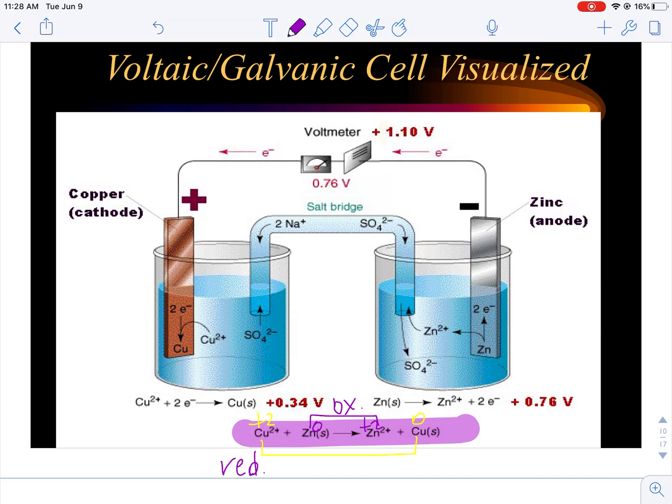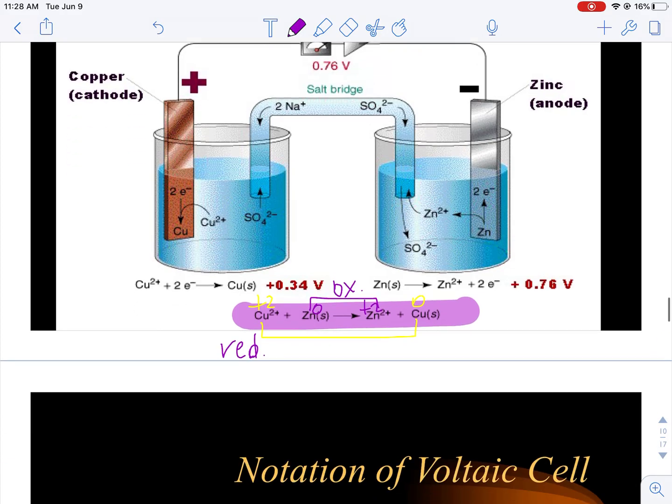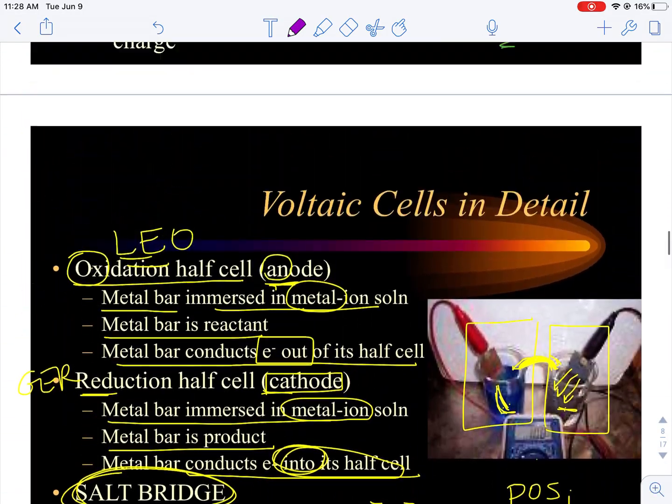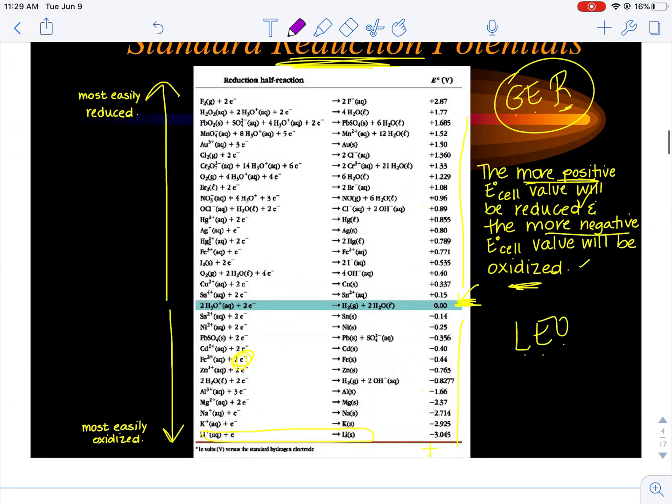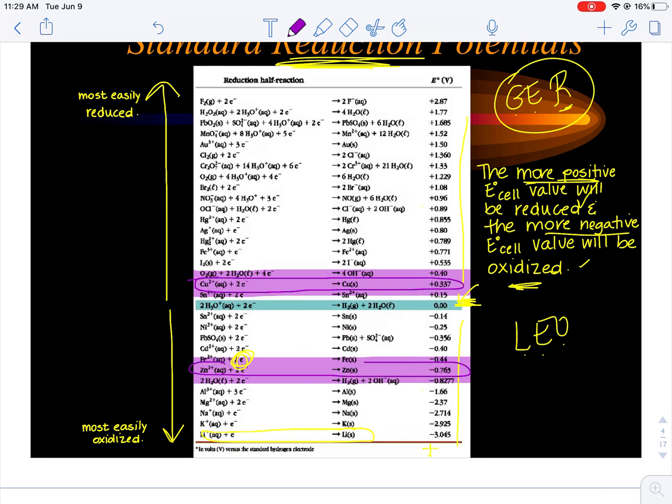Just to confirm with you, if you could go to your standard reduction potential chart, let's look up those half reactions. We had the copper 2, and then we had zinc. Sorry that my highlighting here is too thick.